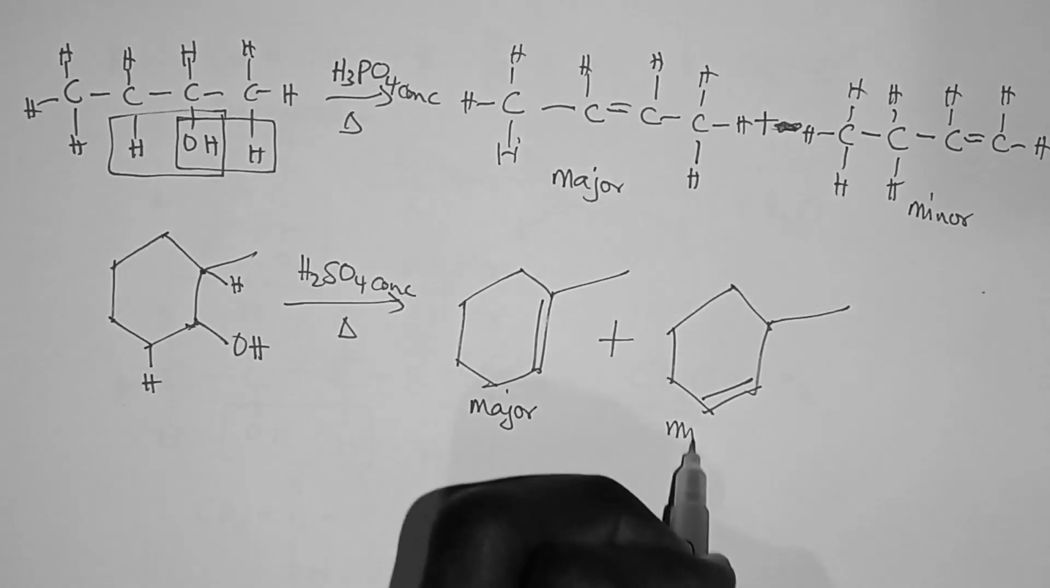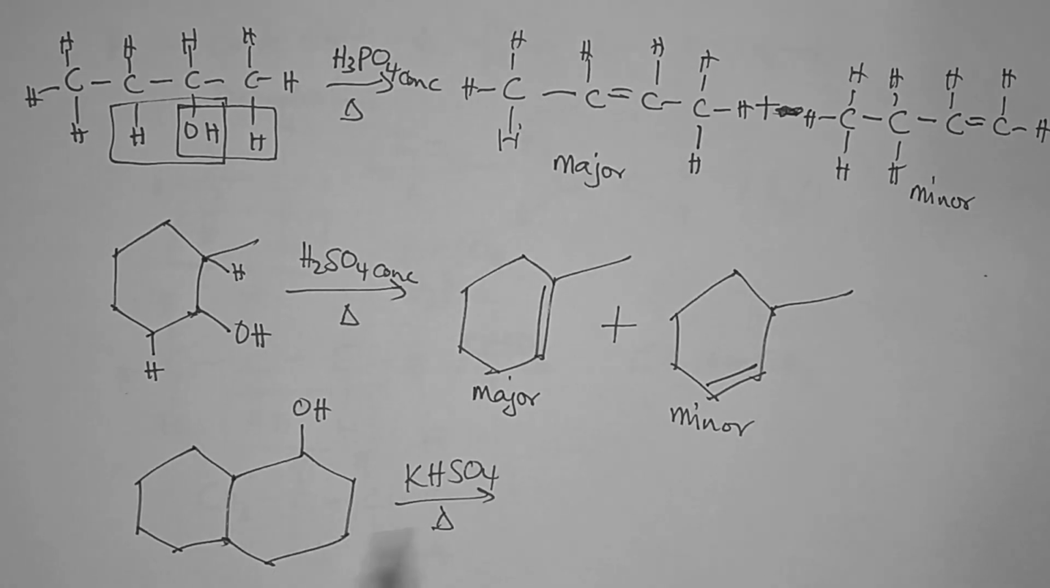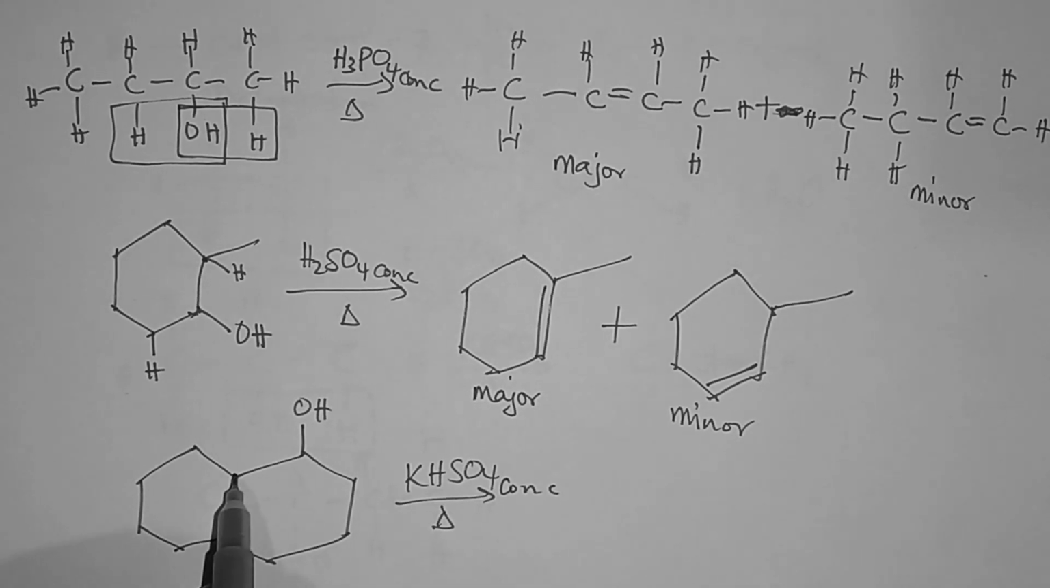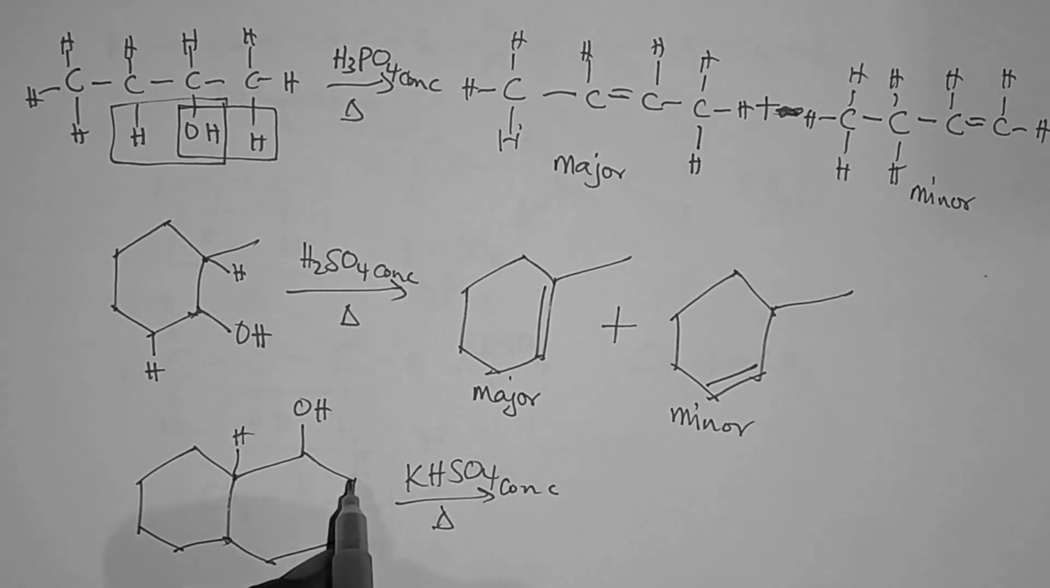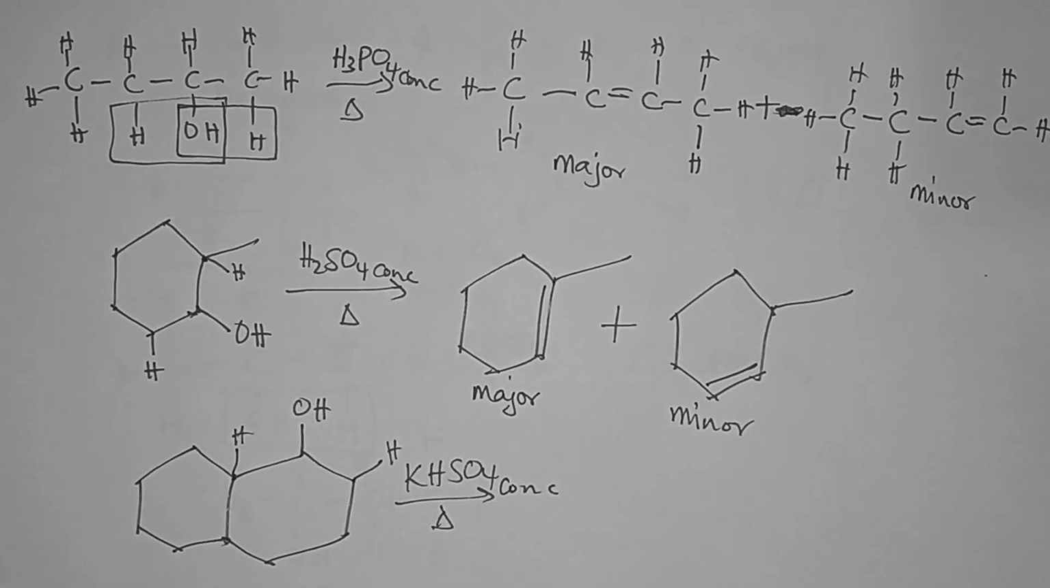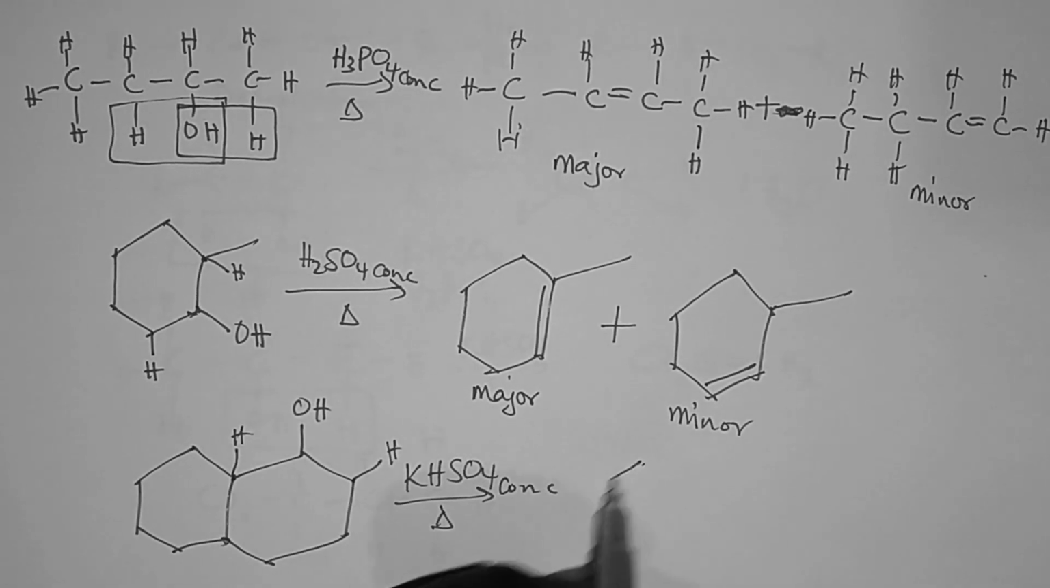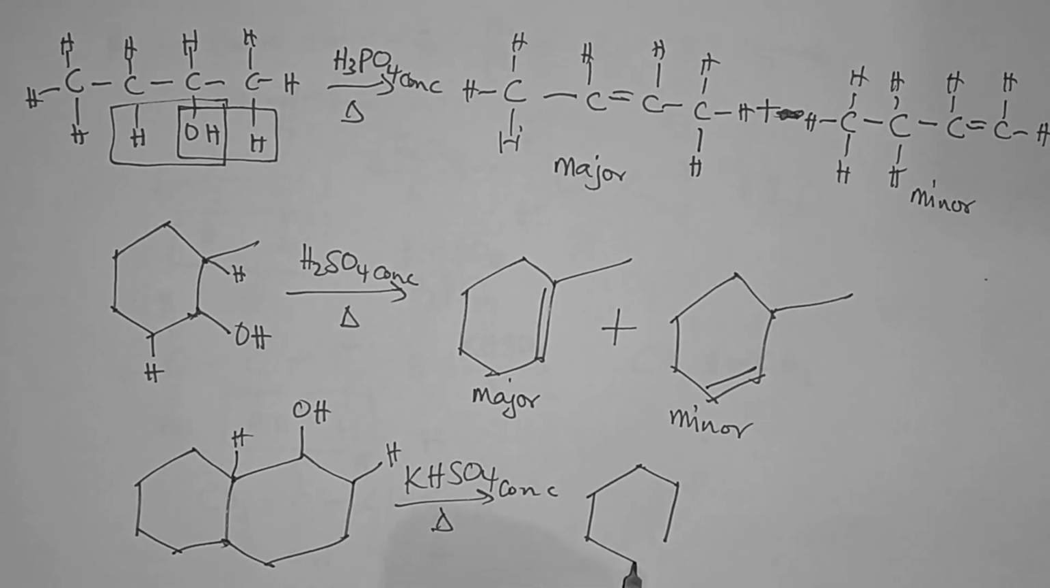And then this becomes the minor product. Consider this reaction. What will be the major product formed when this molecule is put in concentrated potassium hydrogen sulfate in heat? The product will be, you see that there is a proton here, and there is also another proton here. So there are two major products. There are two products that can be formed.